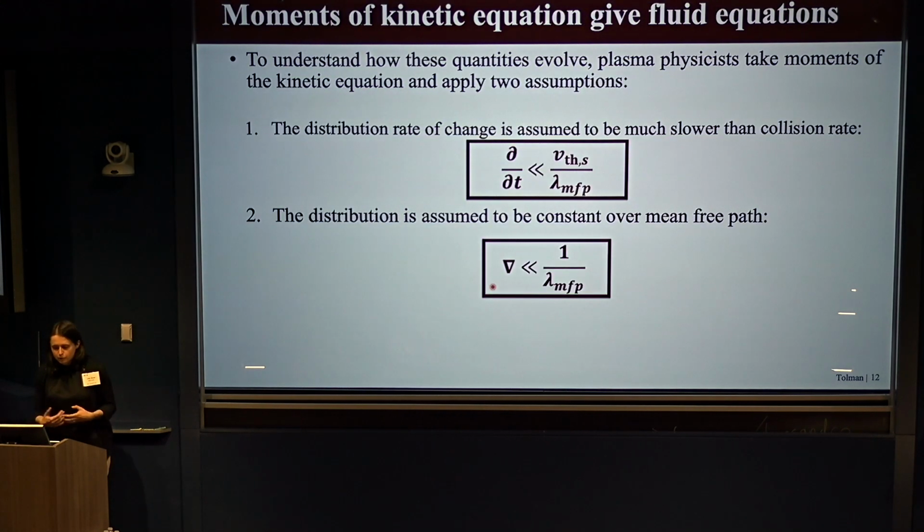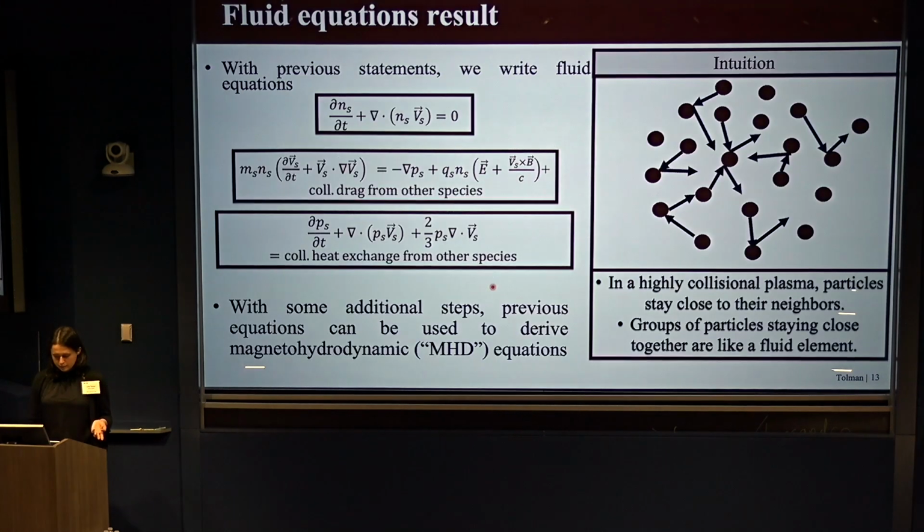So to understand how these fluid quantities evolve, plasma physicists take moments of the kinetic equation and apply two assumptions. They assume that the distribution rate of change is much slower than the collision rate. So they assume the partial time derivative is much slower than the thermal speed over the mean free path. And they assume that the distribution is constant over a mean free path. So things are not changing very quickly. With the previous statements, they can write a set of fluid equations, which describe how the density and the velocity of a plasma behave and how these quantities are related to the pressure as well. So with some additional steps, these equations can be used to derive the magnetohydrodynamic equations, which are sort of a special form of the fluid equations. That's an imprecise terminology, but you can think of it roughly as a special form of the fluid equations.